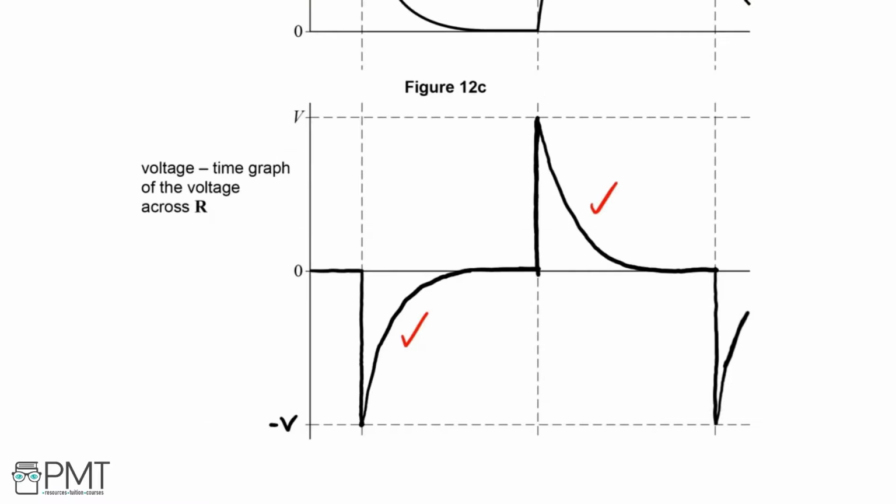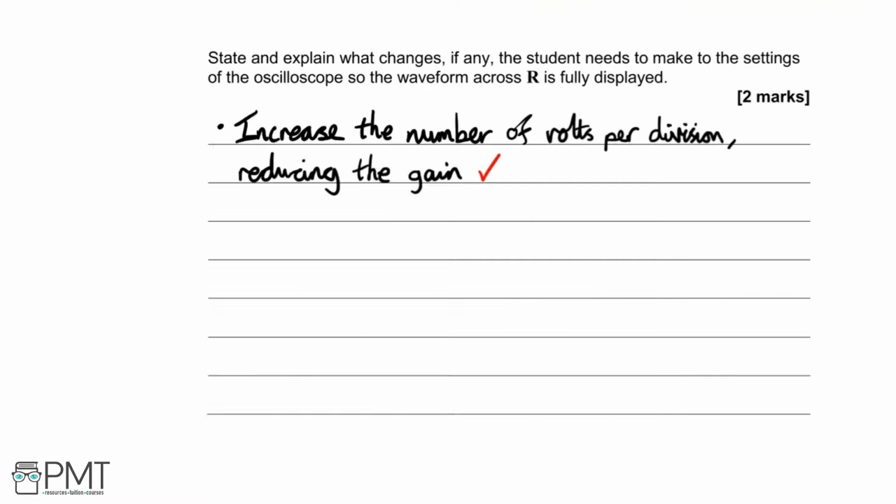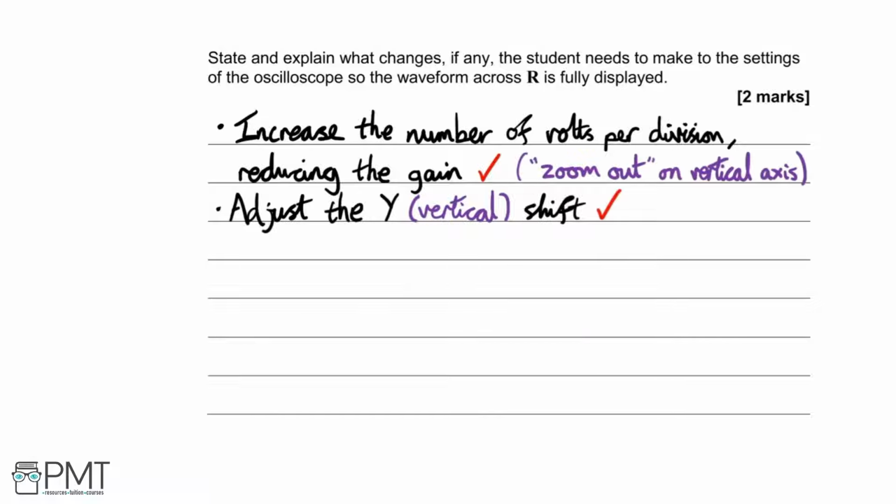The other thing to note is that at the center of this oscilloscope screen, we've got a voltage of 0, not a voltage of presumably half of V. So we're going to need to move this screen vertically to include both the positive and the negative V values, so adjusting the Y shift. And that's going to be your second mark. So the first mark for effectively zooming out on the vertical axis, and the second mark for moving up and down, adjusting the Y, the vertical shift. So 2 marks there.